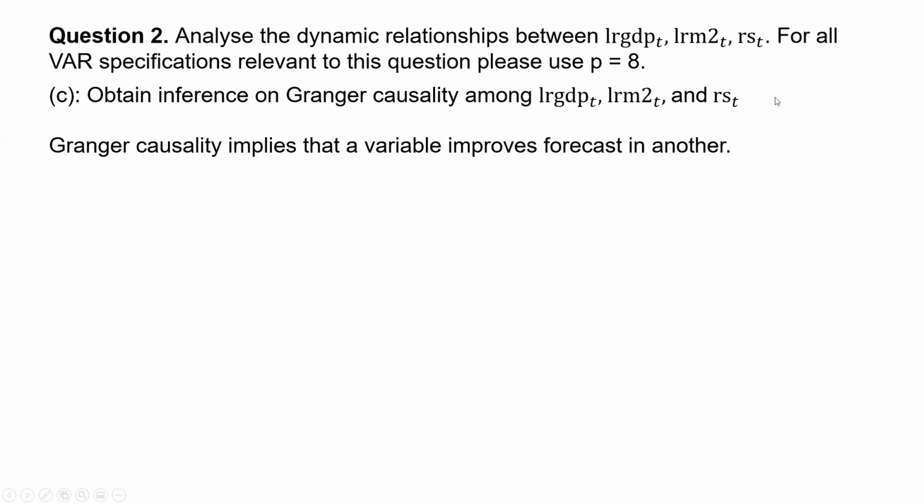So when we say GDP Granger causes money supply, it means that having GDP in the same model as money supply produces better forecasts for money supply.